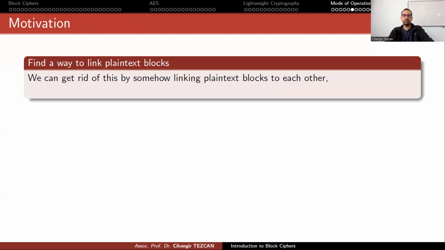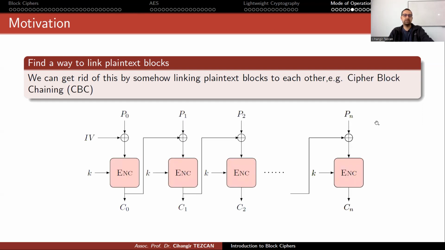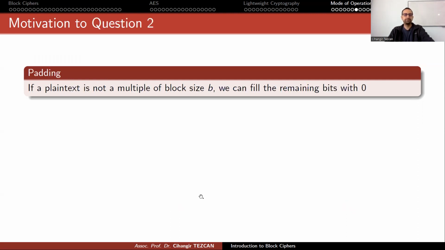So the solution, I will show many solutions, but the idea is to somehow link plain text blocks to each other. For instance, in the cipher block chaining mode, you encrypt one block, but take the ciphertext and XOR it with the next one. This way, even if P0 and P1 are identical, C0 and C1 will be different, right? Because of this XOR, you are going to encrypt something else.